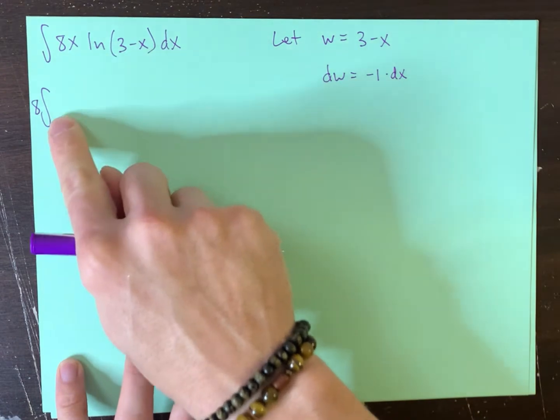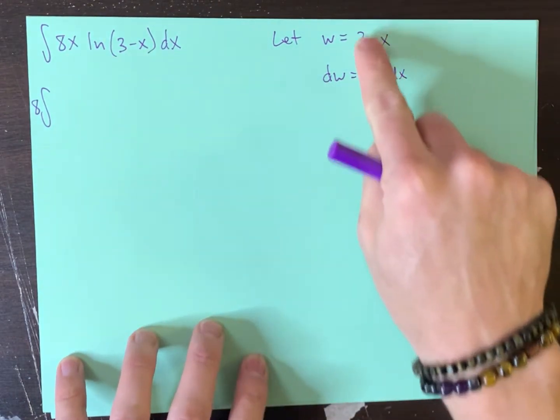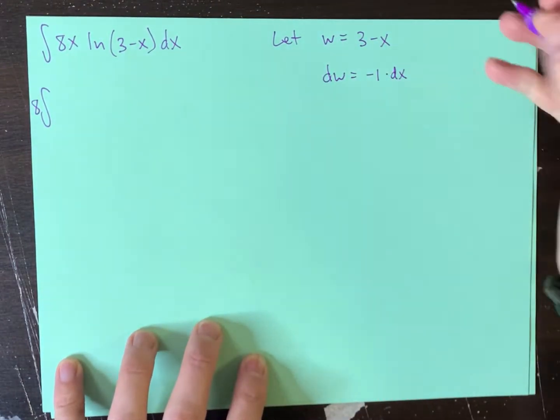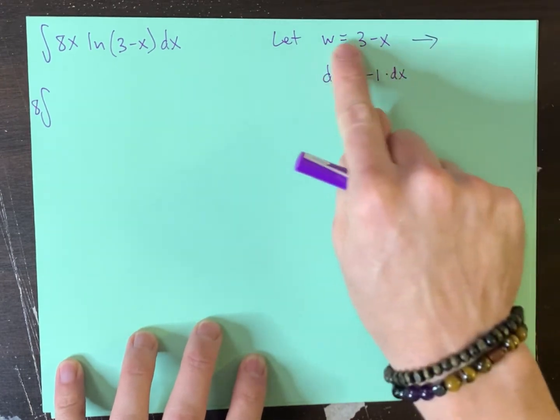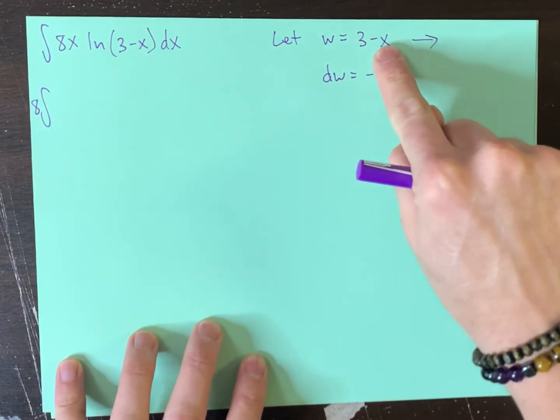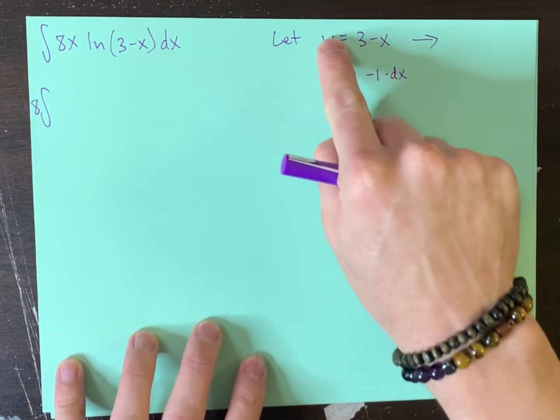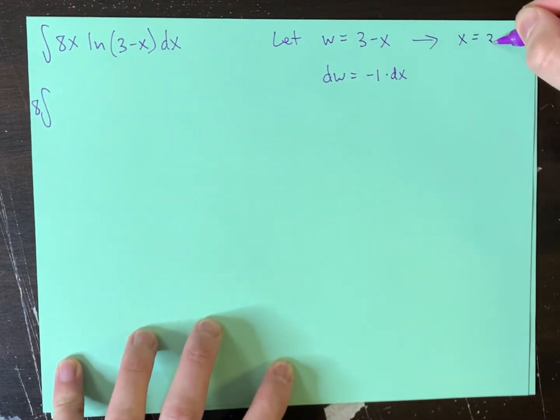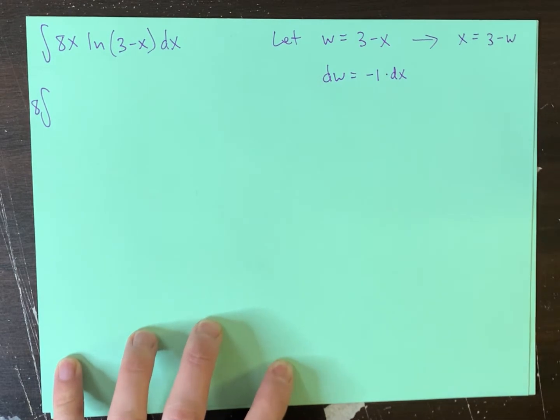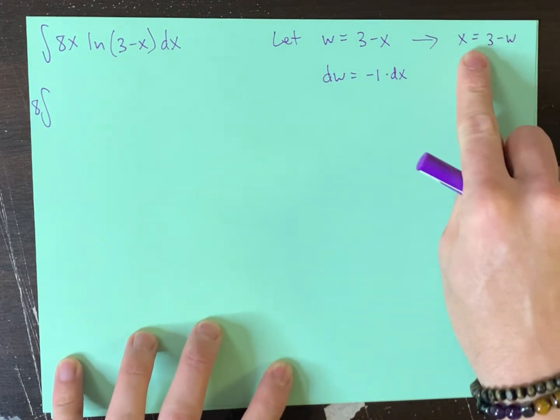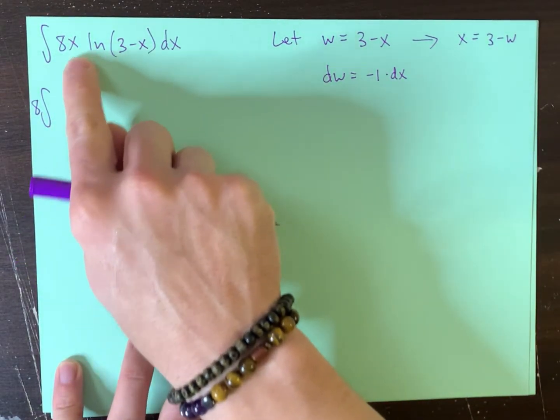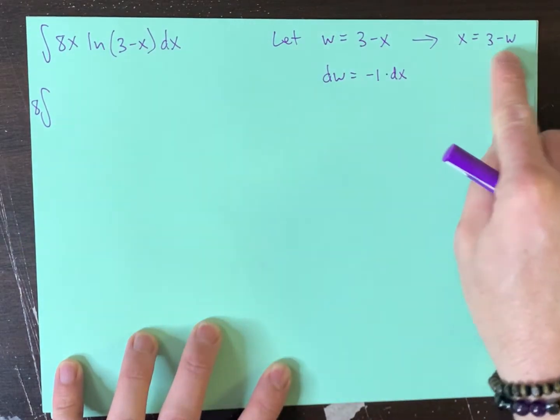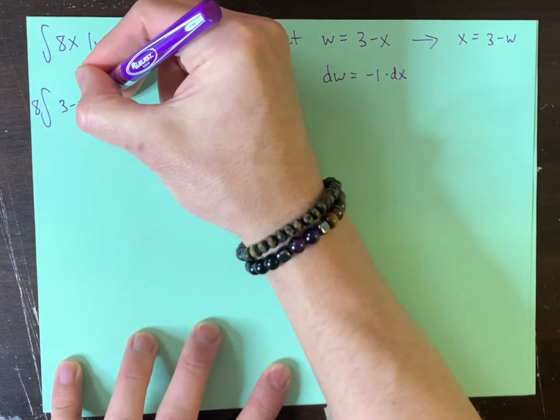Now I need something that replaces x, but I don't have x isolated anywhere unless you manipulate this equation. You see, if I add the x to the left and subtract w to the right, that would say that x equals 3 minus w. You see what I'm saying? And that's necessary because over here, instead of x there, I can write 3 minus w in parentheses.